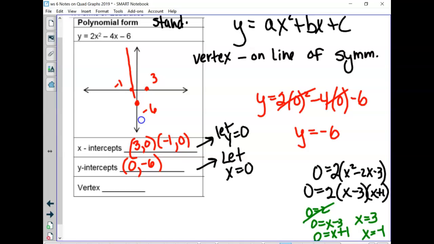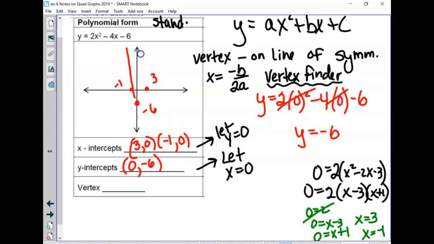But there's actually a recipe for that. I think it's further down on the page. But the line of symmetry is always the opposite of b over 2a. Does that look a little bit familiar? It's part of the quadratic formula, right? Okay, so this is what I call the vertex finder recipe. So it would also give us 1.